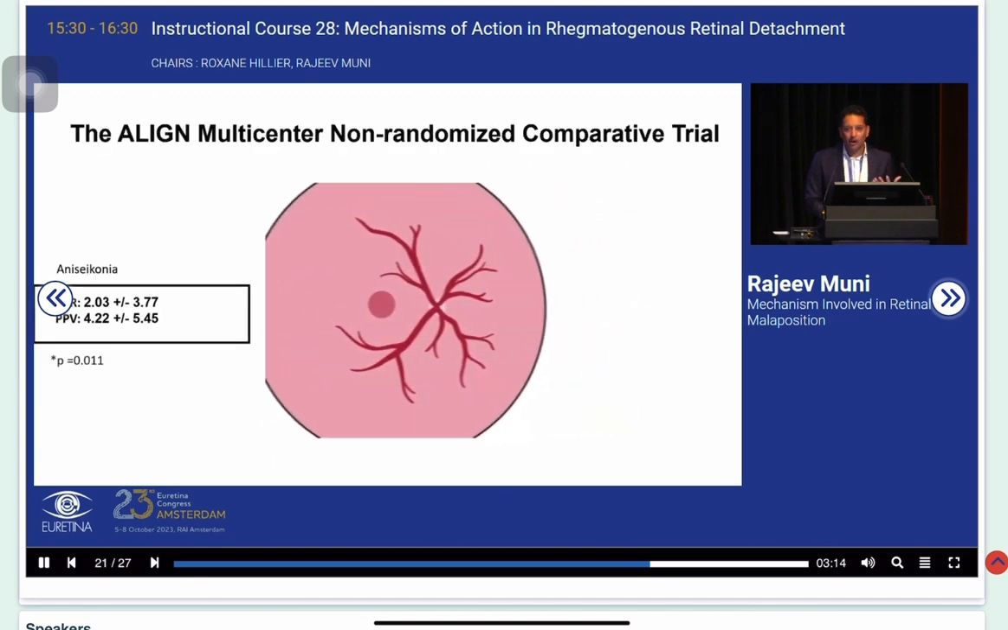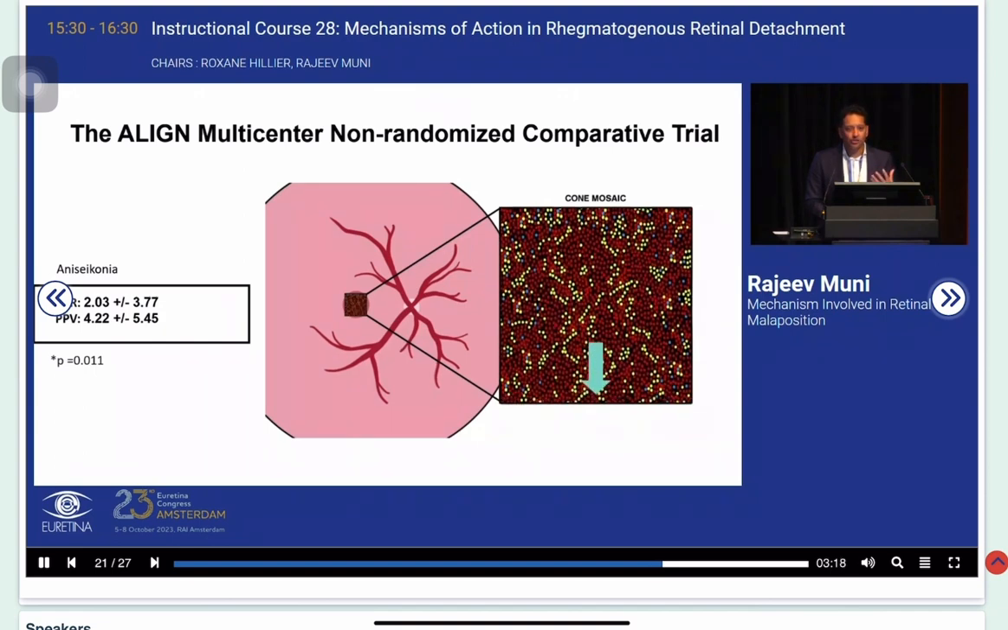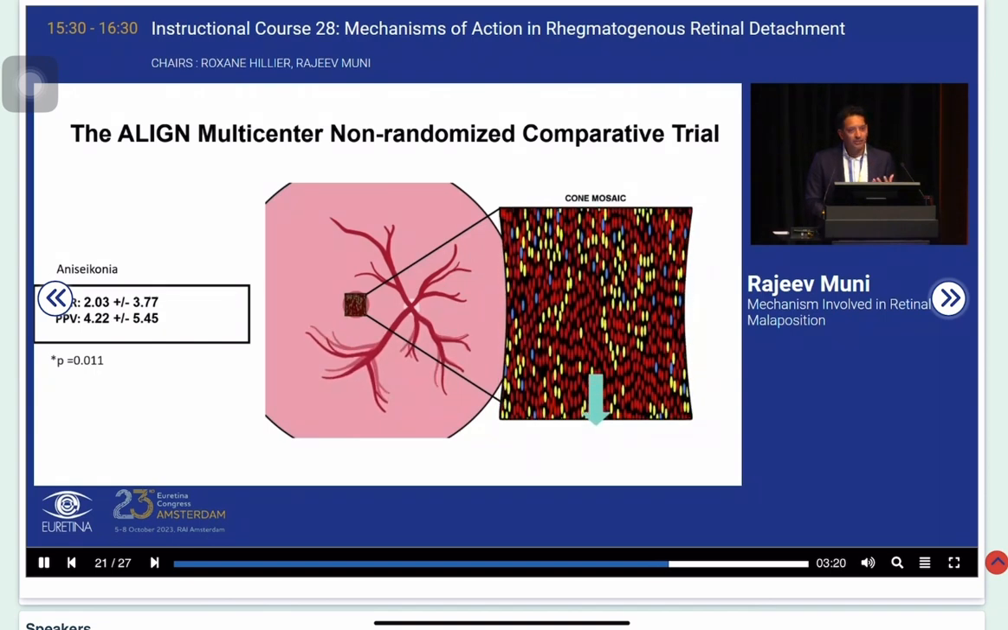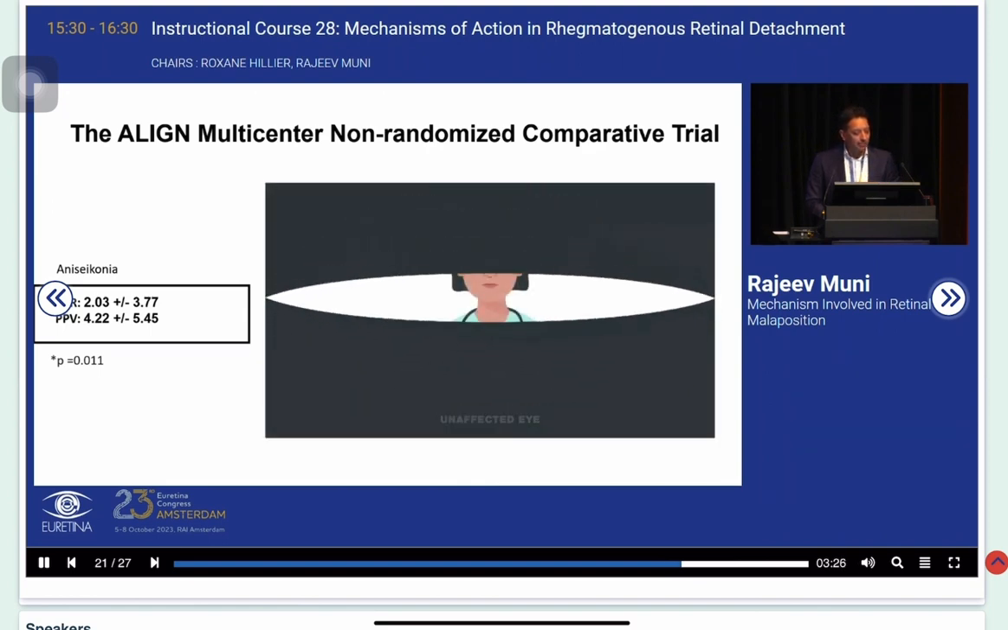So what is the problem with retinal displacement? Well, we know that it causes aniseikonia because it's stretching the macula. You have increased cone spacing, and that's why all your patients are going to say after vitrectomy that they see objects as smaller and pinched in.